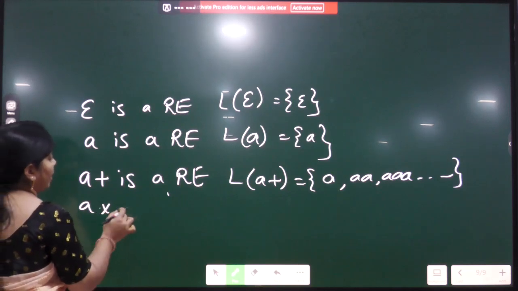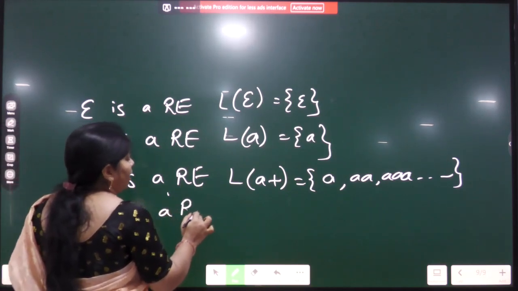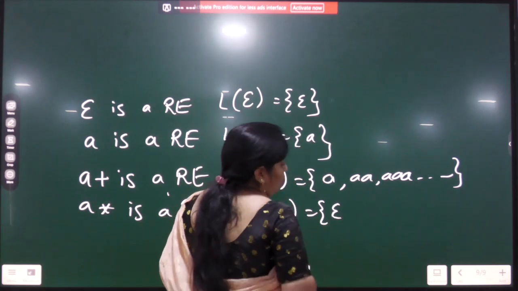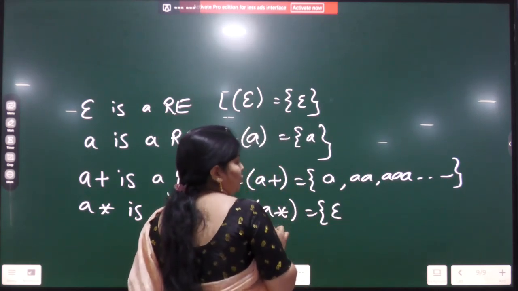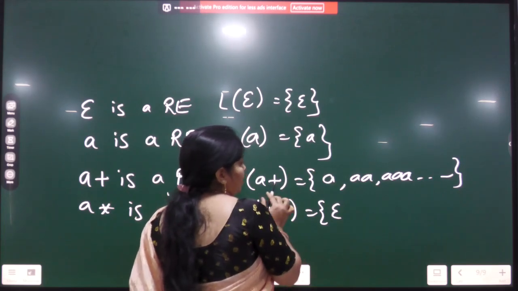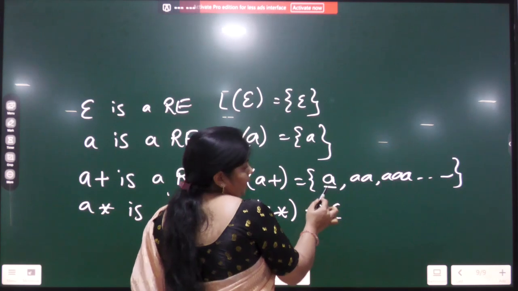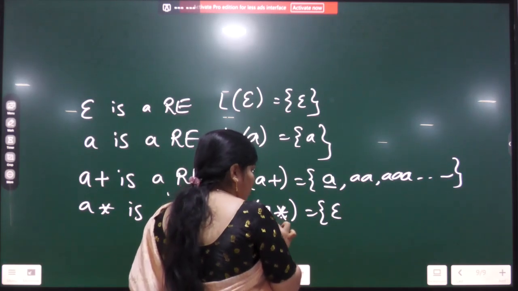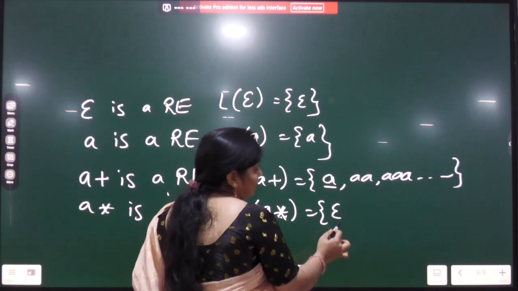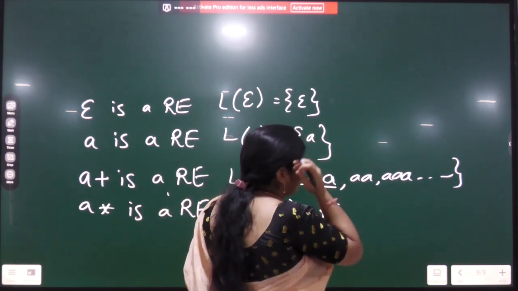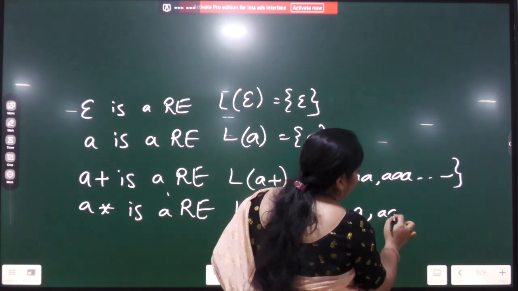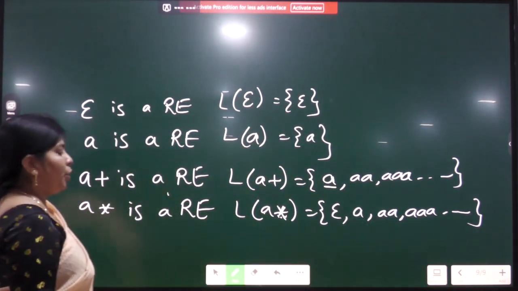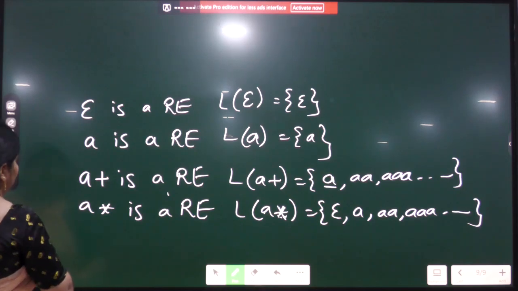Suppose it is a star, then the language contains the strings epsilon, a, and so on. Star means 0 or more occurrences of a, whereas plus means 1 or more occurrences, so at least one occurrence should be there. But here star means 0 or more occurrences. If a has 0 occurrences, then automatically it is an empty string, so we need to specify that with epsilon. Like this we are going to specify the regular expressions.